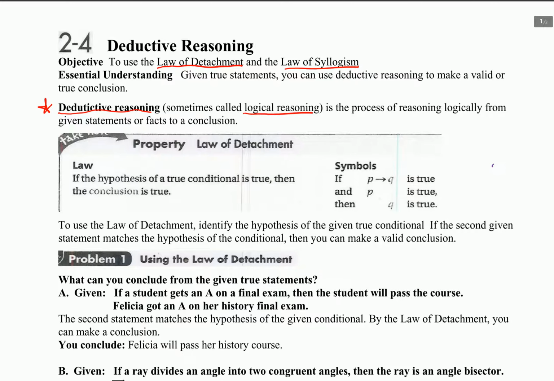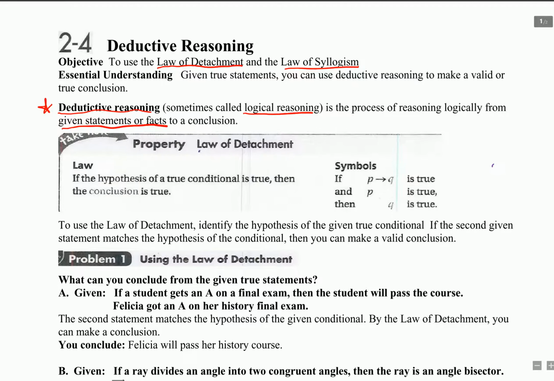If you remember inductive reasoning, we used patterns to make a conclusion. And we found that that could be a little bit problematic if you didn't have enough data points or if the data changed over time. Deductive reasoning uses logical reasoning from given statements or facts to draw our conclusion.